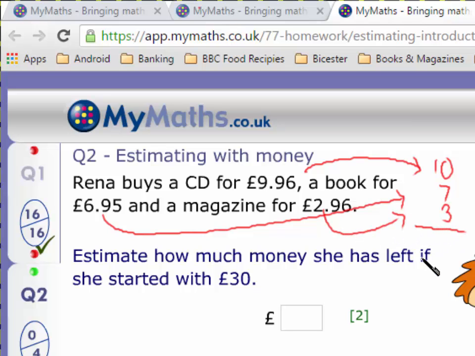Adding those up, 3 and 7 is 10, plus 10 is 20. But we've got 30 to start with, so 30 minus 20 equals 10. So our answer is going to be 10.